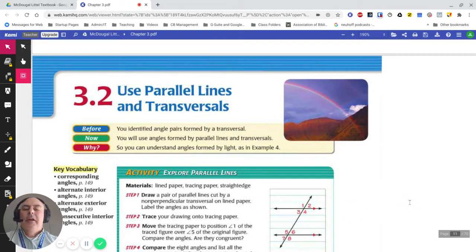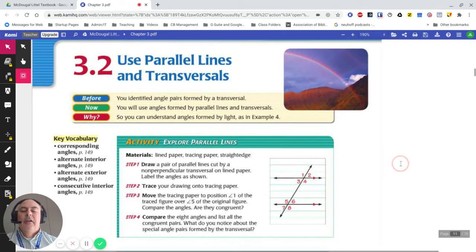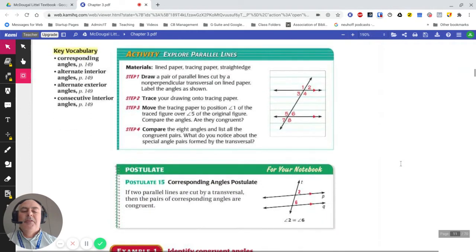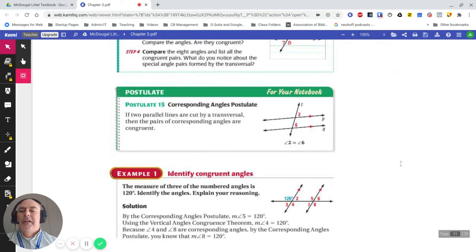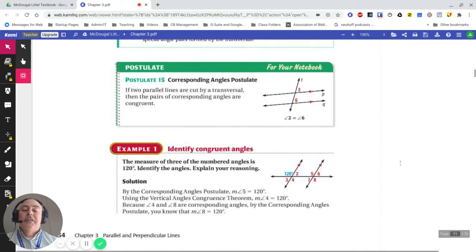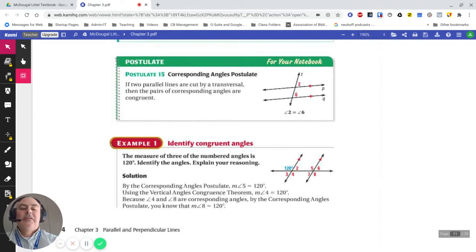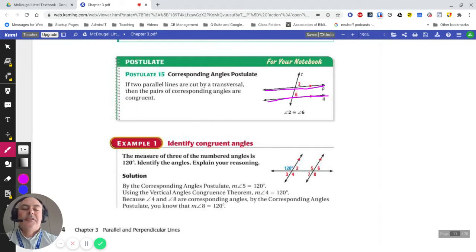Well, in lesson 3.1, we looked at having two lines and a transversal, and now we're going to look at a special case where we have two parallel lines with a transversal. Our angle relationships are still going to be the same. We're going to have corresponding angles, alternate interior, alternate exterior, and consecutive interior angles. The difference is when I know my two lines are parallel, I now have congruence understanding of the angles themselves.